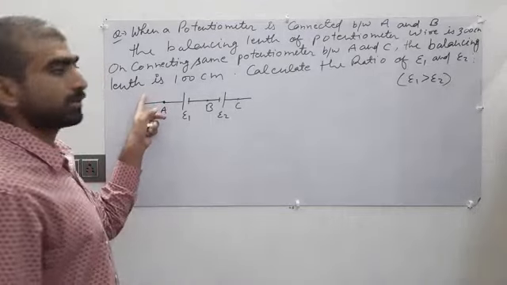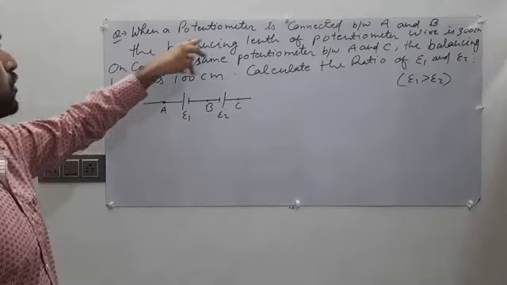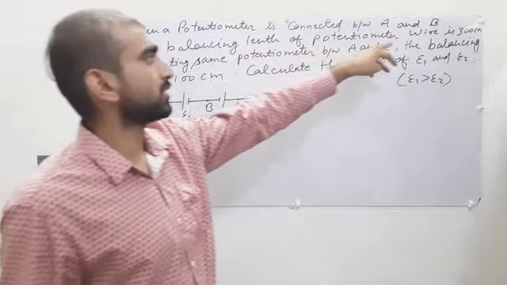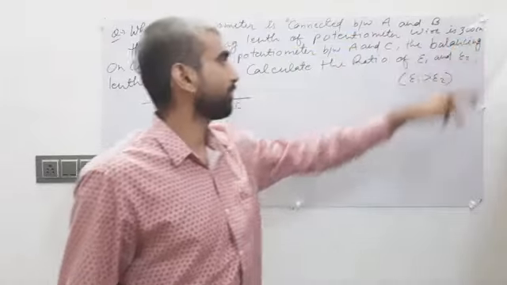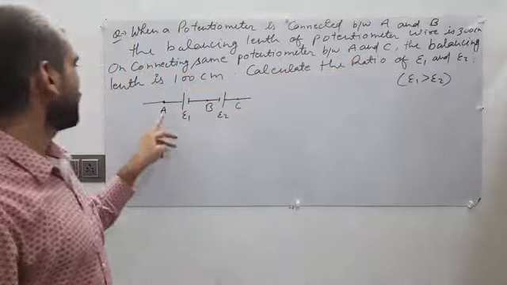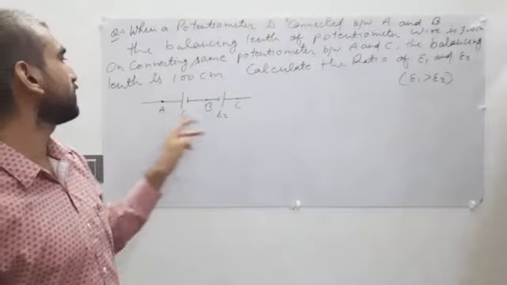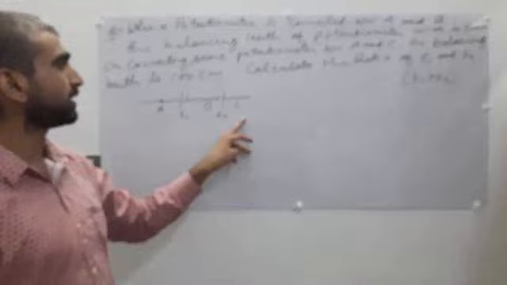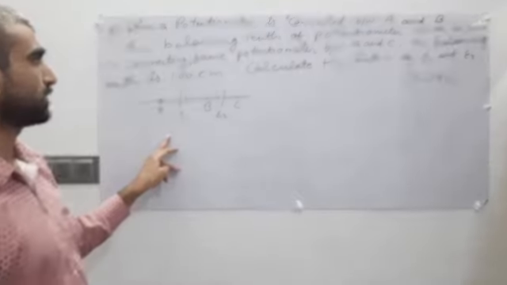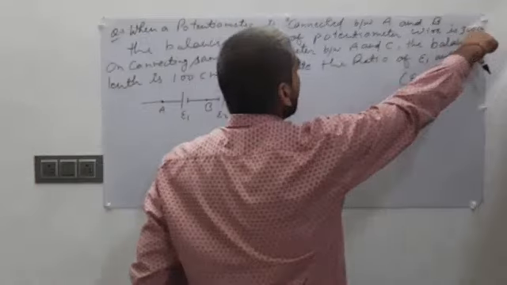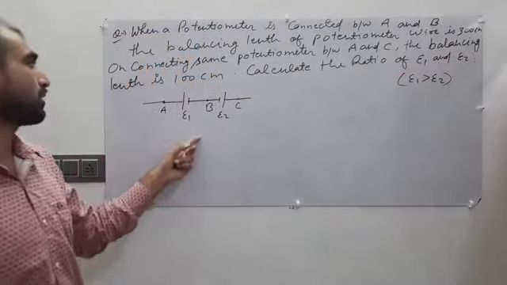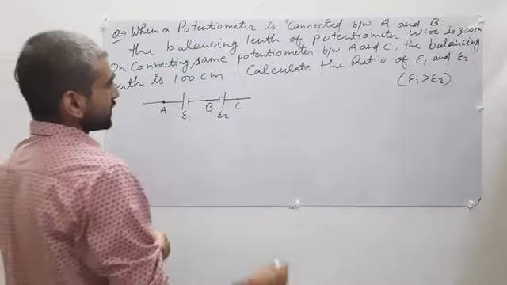Now this is our question. When a potentiometer is connected between A and B, the balancing length of potentiometer wire is 300 centimeter. On connecting the same potentiometer between A and C, the balancing length is 100 centimeter. That means we talk about L1 and L2. Calculate the ratio of E1 and E2. This is your figure.